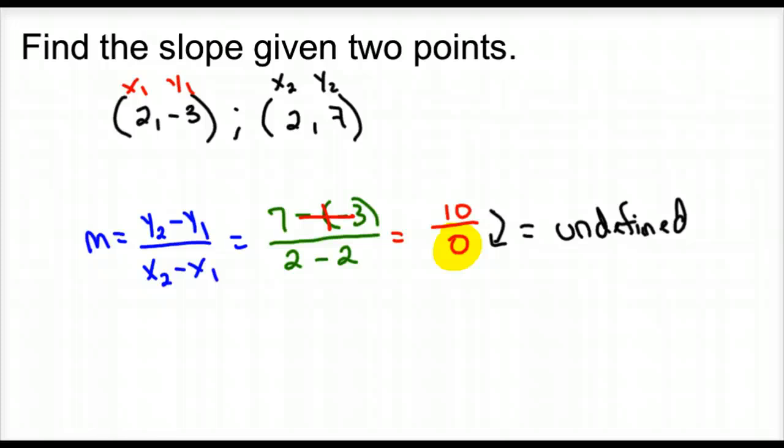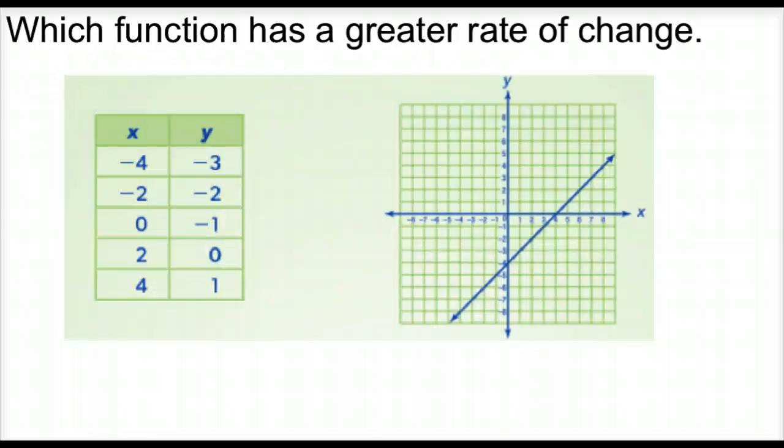Okay, let's take a look at a small application of this. Which function has a greater rate of change? Here's a table and here's a graph. You need to find the slope here, and you also need to find the slope here, and decide which one has a greater rate of change, or which one has a greater slope.